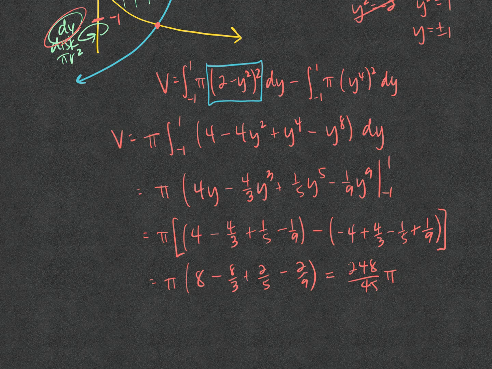Okay? All right. So the second part of this lesson is that we don't always rotate around an axis. We sometimes rotate around a line. So what we're going to do is we're going to take this one, it says set up but do not integrate.